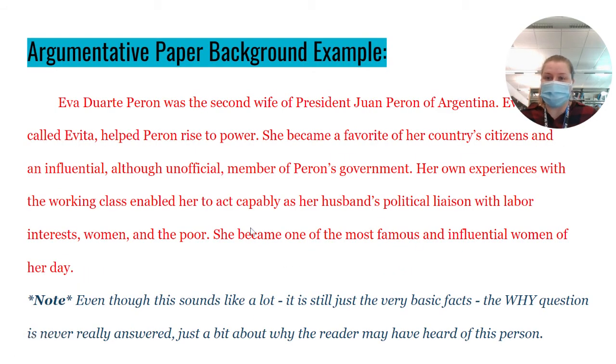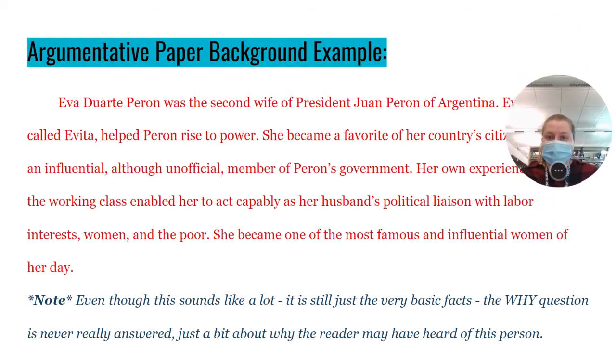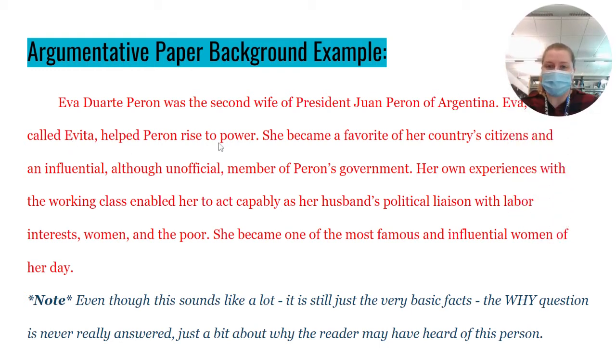So, for example, if I was writing about Eva Peron, I would start with a hook using maybe a quote from her. And then I would continue on using this section as my background or my biography information. Eva Duarte Perón was the second wife of President Juan Perón of Argentina. Eva, also called Evita, helped Perón rise to power. She became a favorite of her country's citizens and an influential, although unofficial, member of Perón's government. Her own experience with the working class enabled her to act capably as her husband's political liaison with labor interests, women, and the poor. She became one of the most famous and influential women of her day.